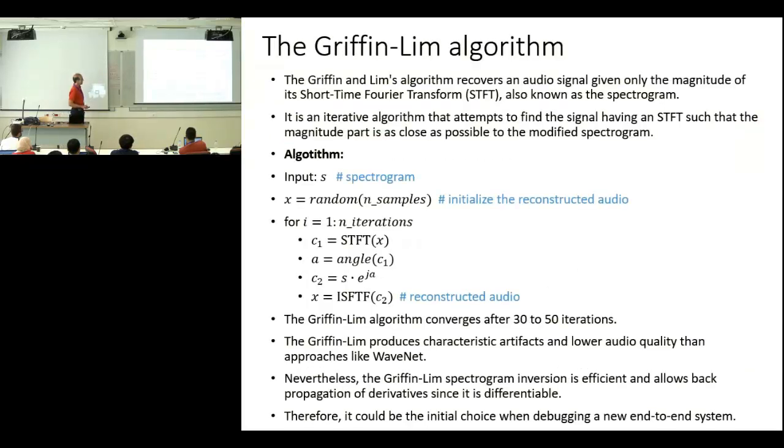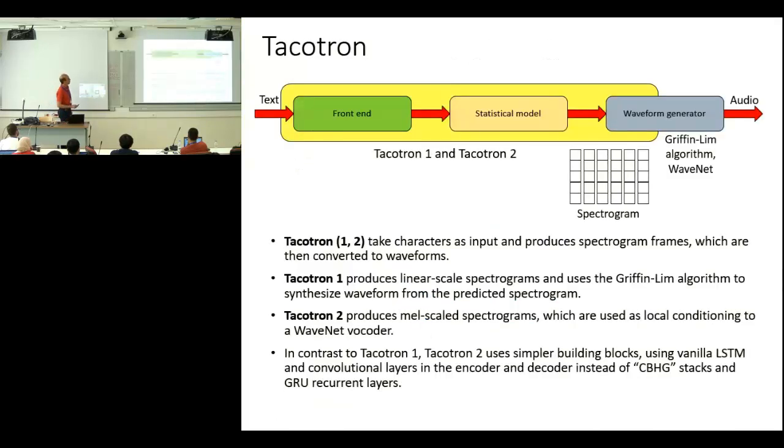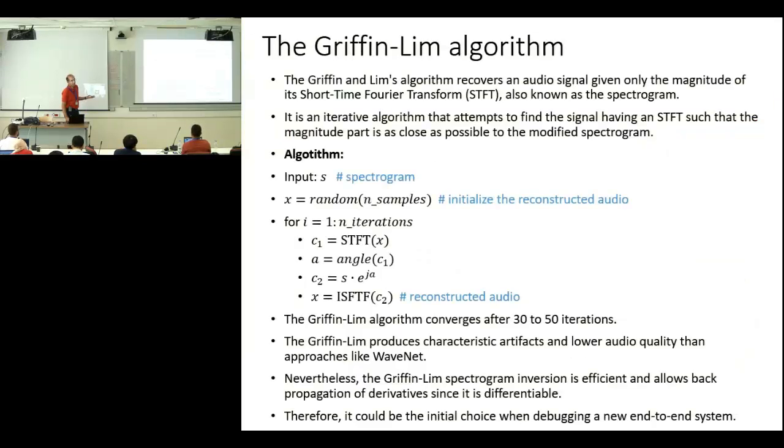The algorithm is very simple. It's an iterative algorithm. It is described here. It converges after 30 to 50 iterations. It is a very important algorithm because when we develop Tacotron, it allows us to debug the system without having to pass the data through a very complex vocoder such as WaveNet. So we can hear the results to see if our Tacotron implementation works. So for debugging the system it is the best choice initially.